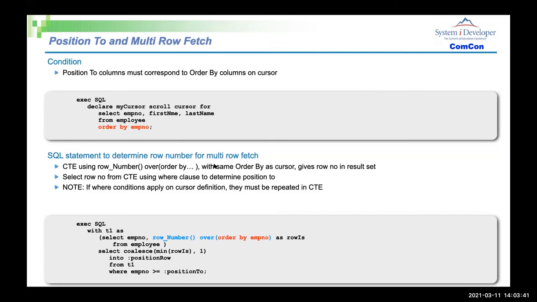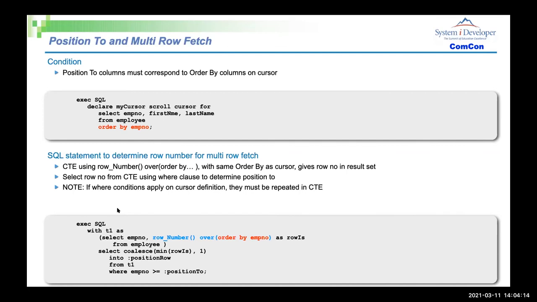The way that you do this is you use one of the OLAP functions, this little guy down here called ROW_NUMBER OVER. If you think of it this way, if I have a result set with say 1,000 rows, sequenced by employee number, and I give you an employee number, A2165, and I want to retrieve 100 rows from that employee number.